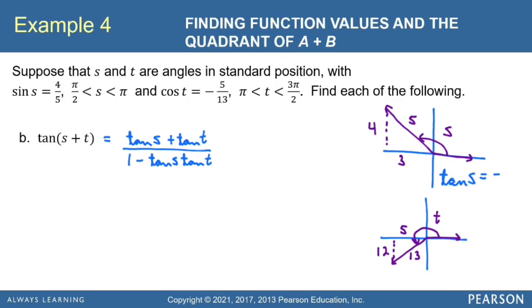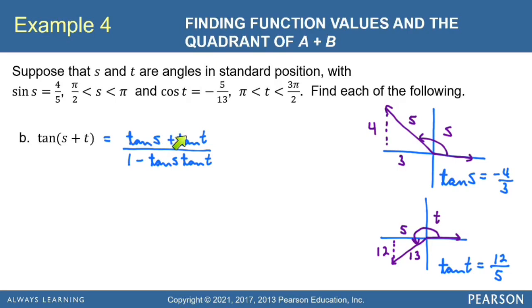So the tangent of s will be negative 4 over 3. And then for the tangent of t, we're dealing with a quadrant 3 angle, so this tangent value will be positive y over x. So tangent of t will be positive 12 over 5. Now we just have to substitute our known values into our formula.